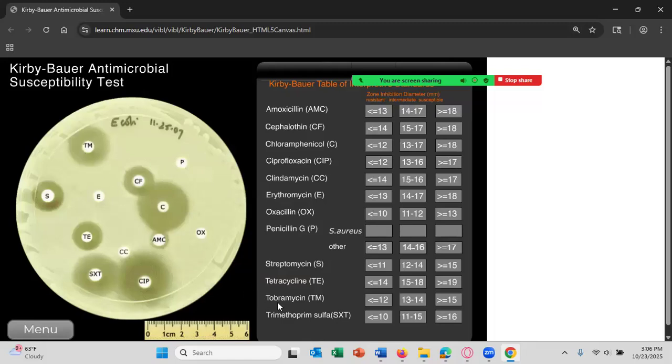TM stands for trimethoprim. I shouldn't have said that one. I'm not sure how that one is. TE for tetracycline. C for chloramphenicol. And then take the ruler here and let's go ahead and just do this one here. Put it so that the 0 is at the edge, goes right through the center of the disc diffusion. And that looks like it's about 31 millimeters for chloramphenicol.